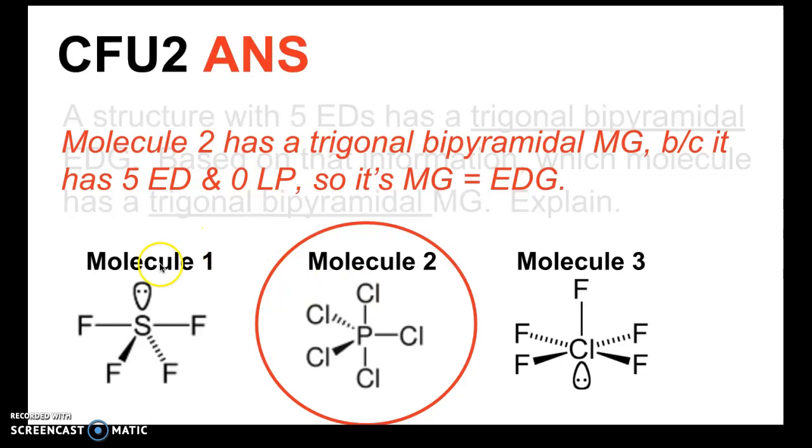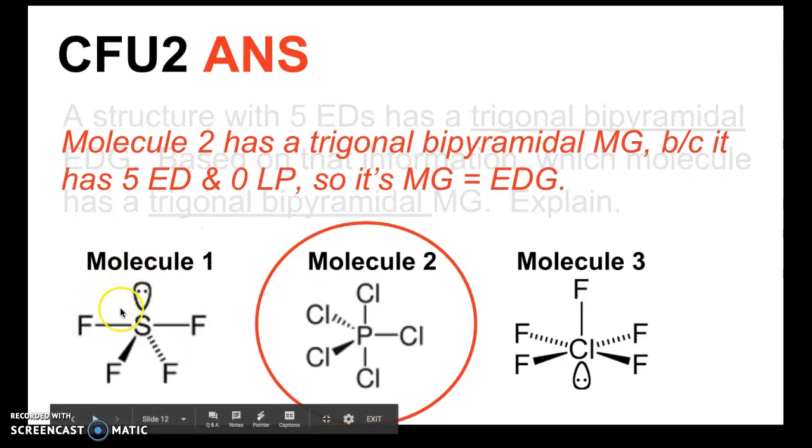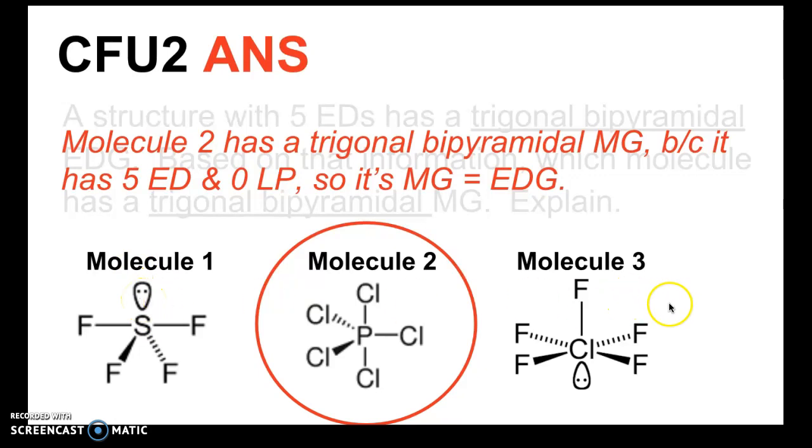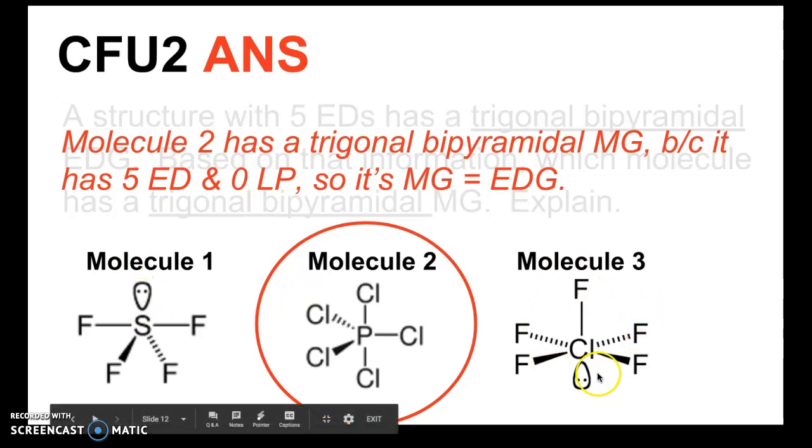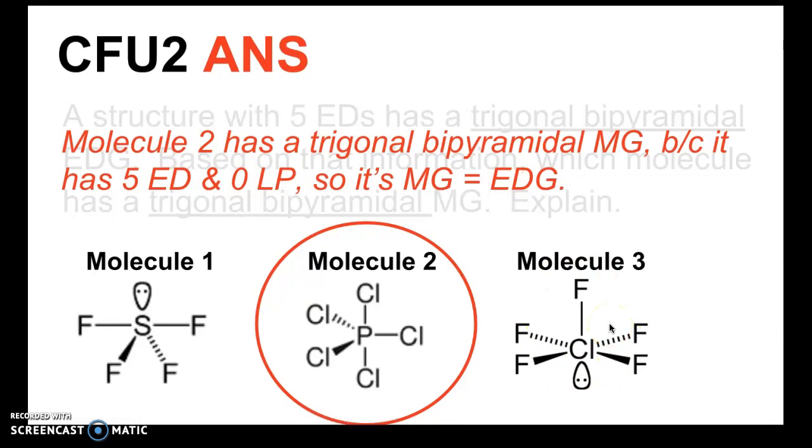Let's quickly look at why the other molecules are wrong. Molecule 1 has 5 electron domains, but one of them is a lone pair, so therefore it's not going to work. Molecule 3 has 6 electron domains, so it doesn't even matter how many lone pairs it has. Because it has a different number of electron domains, we can't rely on the fact that its molecular geometry will quite match up.